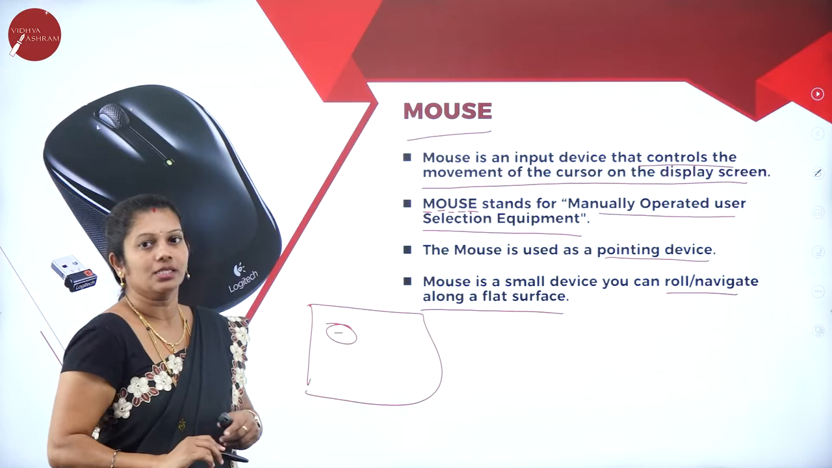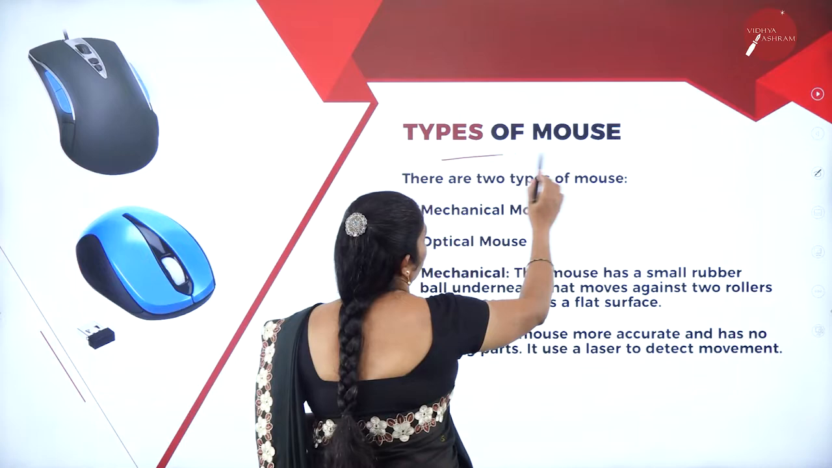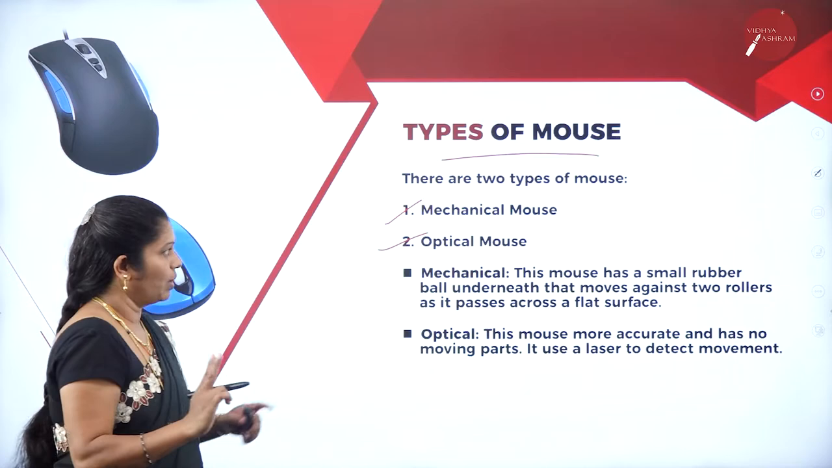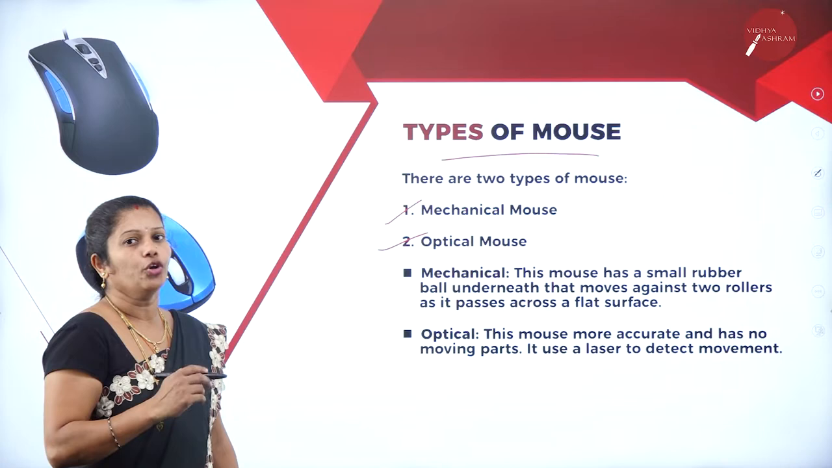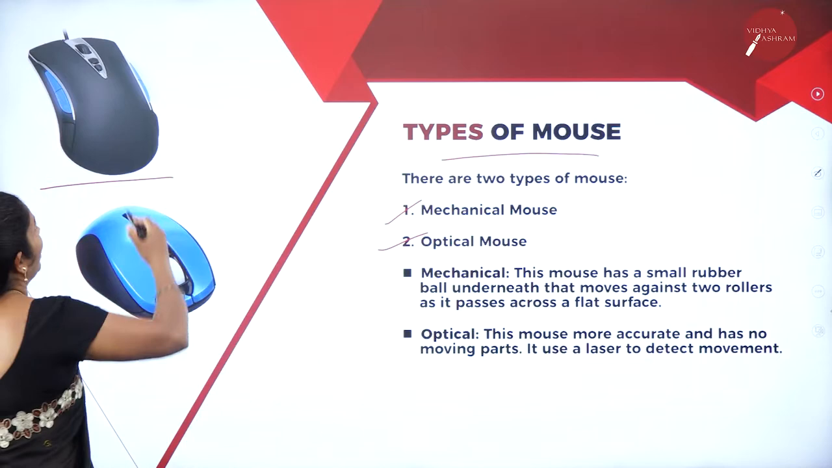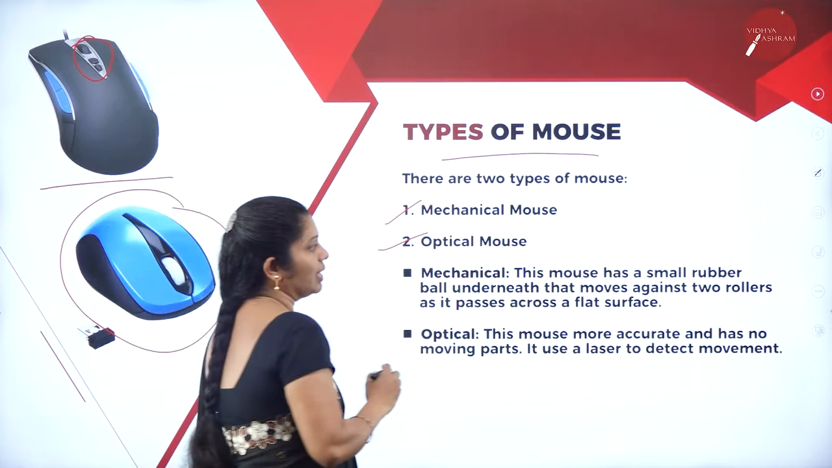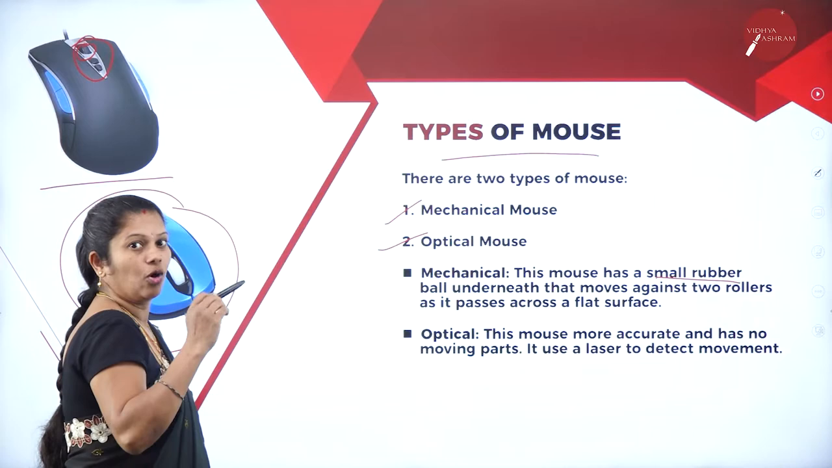Then next, when they come to the types of mouse, there are two types of mouse. One is mechanical mouse and one more is optical mouse. What do you mean by mechanical mouse? If you observe the first diagram, here we have a mechanical mouse, whereas the second one can be called an optical mouse. The mechanical mouse has a small rubber ball inside.